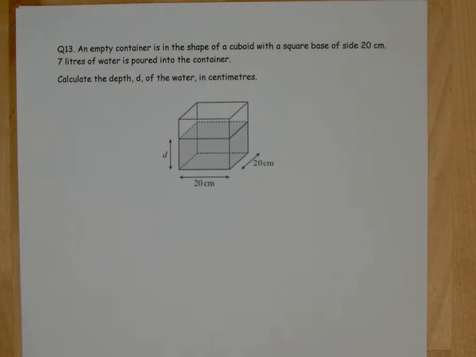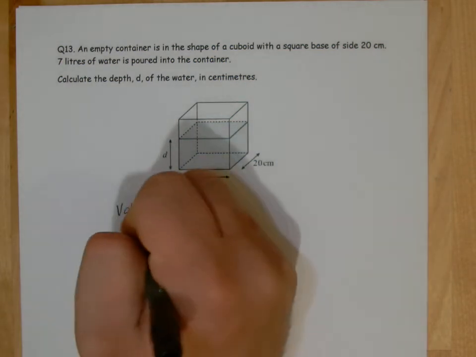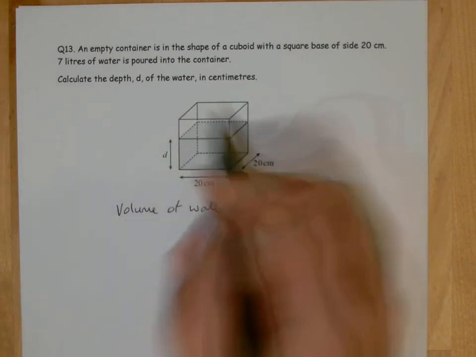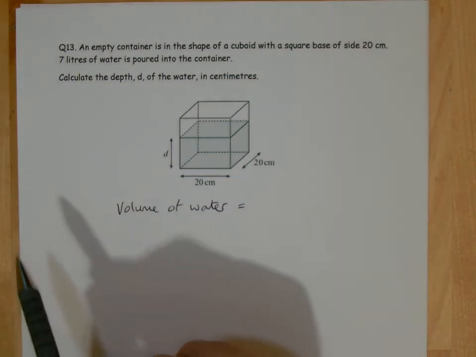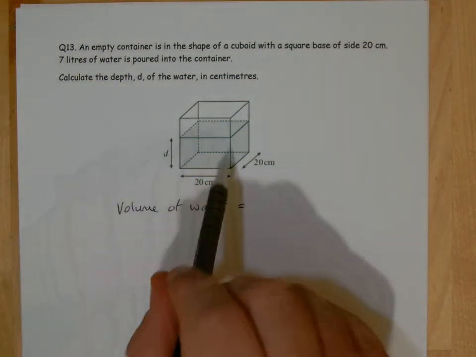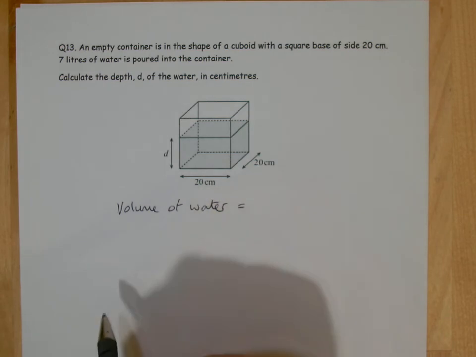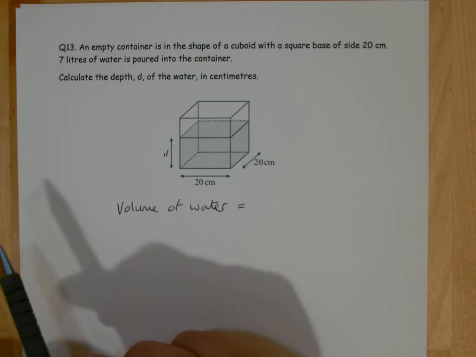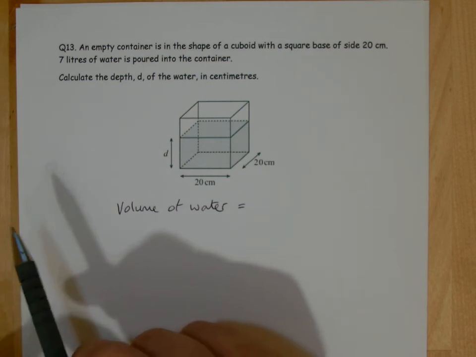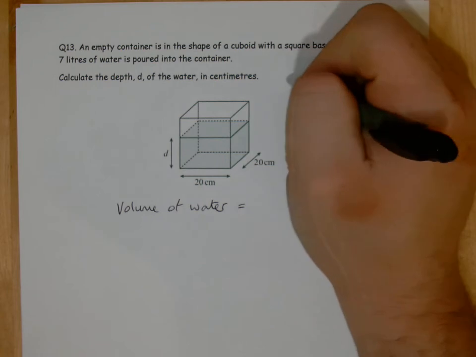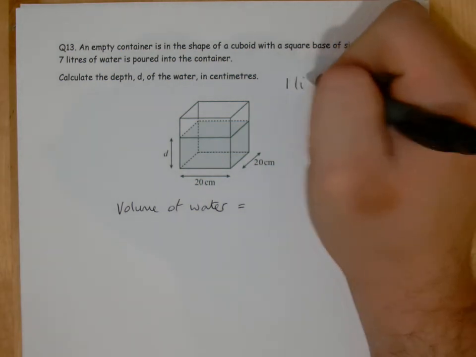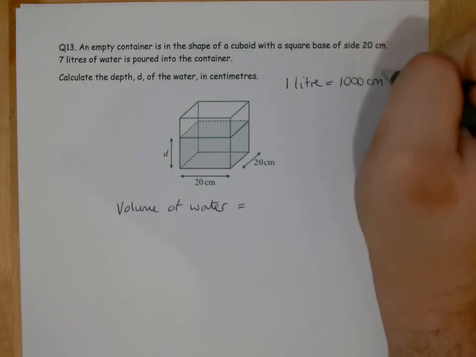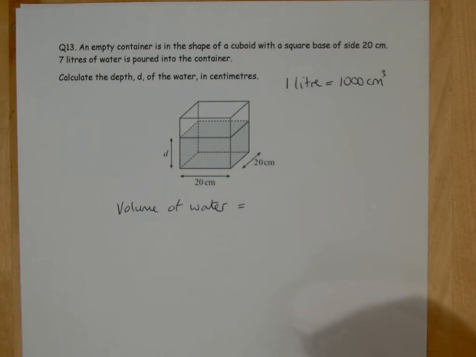So first of all, we need to consider what the volume of the water is. Now they say it's 7 liters, but that's no good to us in the sense that we're working in terms of centimeters, those units of length, and liters there. We're going to need to change that. We need to see what the equivalence is, and quite simply, we need to know that 1 liter is actually 1,000 centimeter cubed. So something for us to remember. We need to know that for an exam.